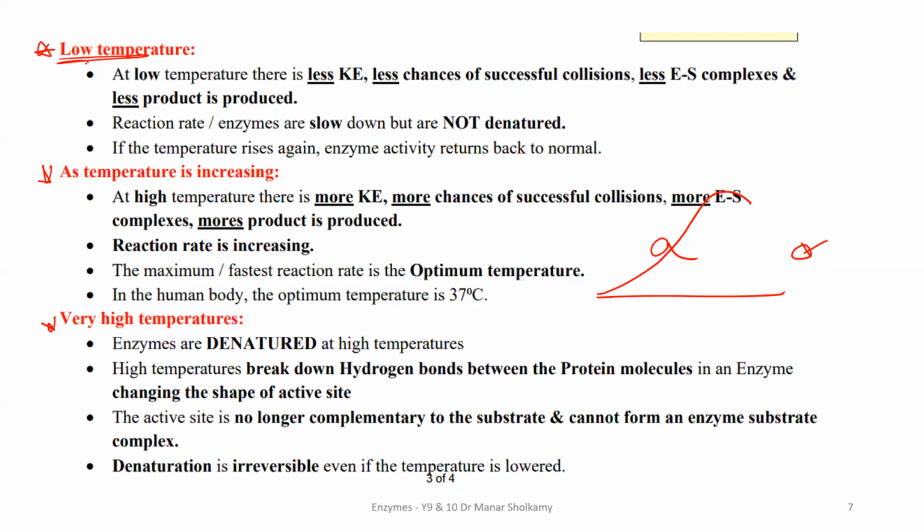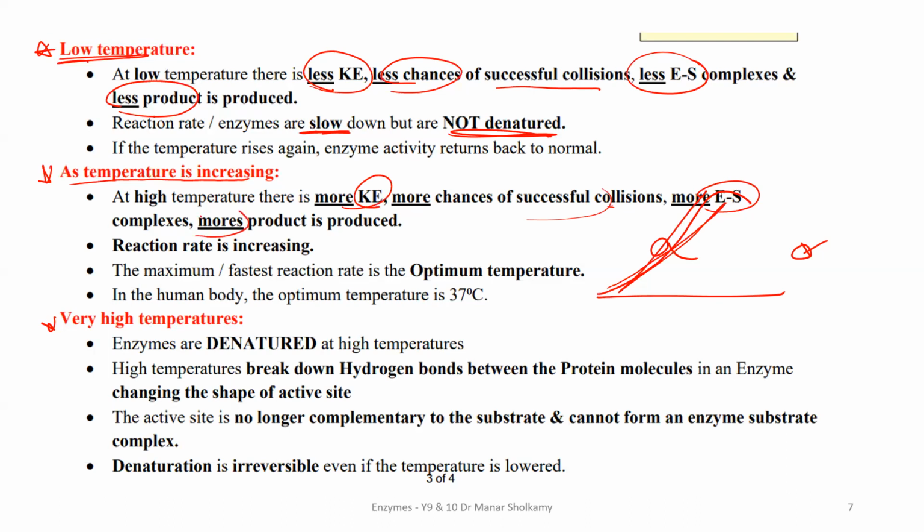At low temperature, there is little kinetic energy, less chances of successful collisions, less enzyme substrate complex, less product is produced. The reaction rate is low when the temperature is low; the enzymes are slow, but they're not denatured. When the temperature increases, the rate of the reaction will increase. Clear? As the temperature is increasing in this part of the graph, more kinetic energy, more successful collisions, more enzyme substrate, more product, the reaction is increasing. The molecules are moving faster. Fastest reaction rate is the optimum temperature. In the human body, the optimum temperature is 37.